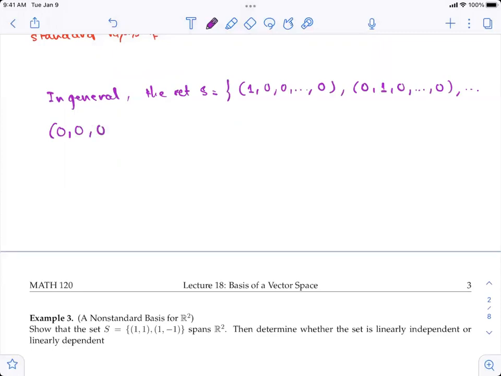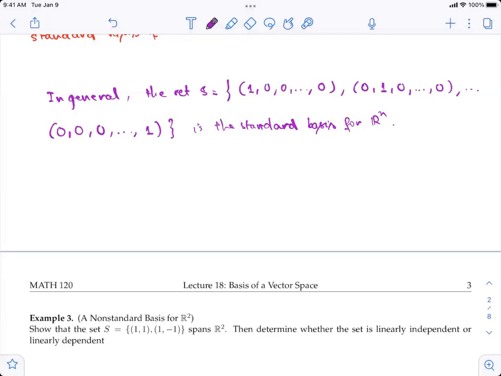Up to 0, 0, 0, 1 is the standard basis for Rn. Okay, so if the set consists of all the n-dimensional standard unit vectors, then the set is the standard basis for Rn. And you can show in a similar manner to what we did in example one and example two. Because we have standard unit vectors in the set, that's why the set is considered the standard basis for the corresponding vector space.